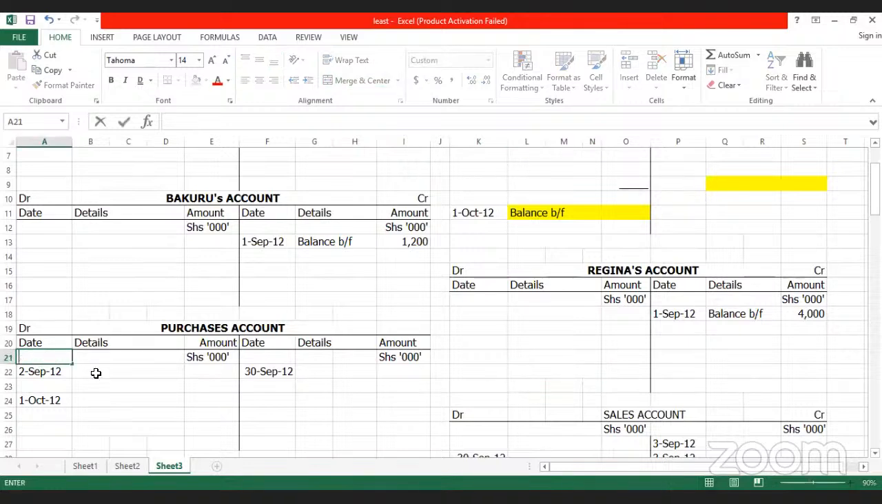So purchases account, let's all move to the purchases account. I believe you prepared the account already.